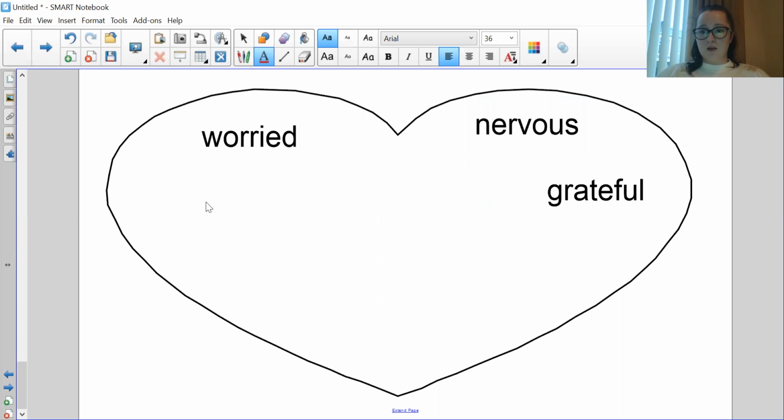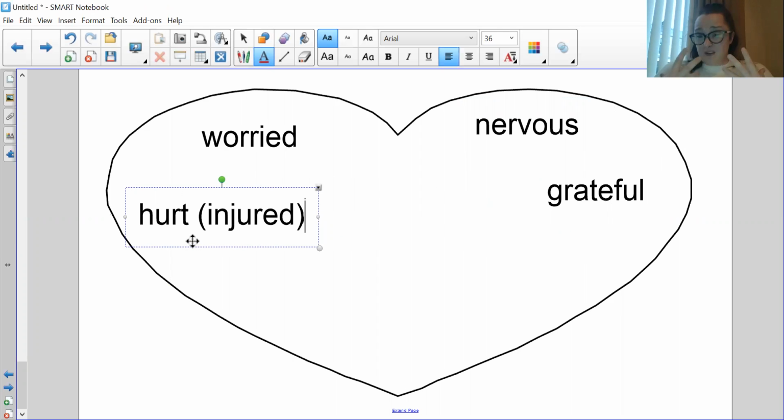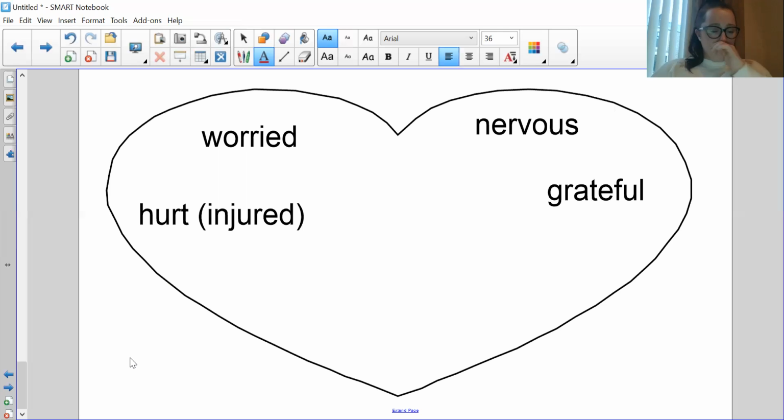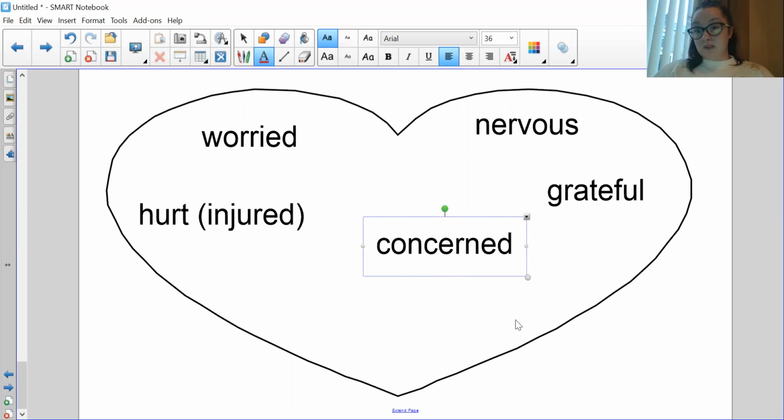Any other ideas, year 3? He might be feeling a little bit hurt, and I'm going to put in brackets here, injured, because when you're hurt, you feel pain, don't you? So injured, he might have hurt his foot or his arm, anything in the tumble, or she, should I say. Any other feelings? He might be slightly concerned in the sense that he doesn't know how he's going to get out. He doesn't know whether he'll see his auntie again.